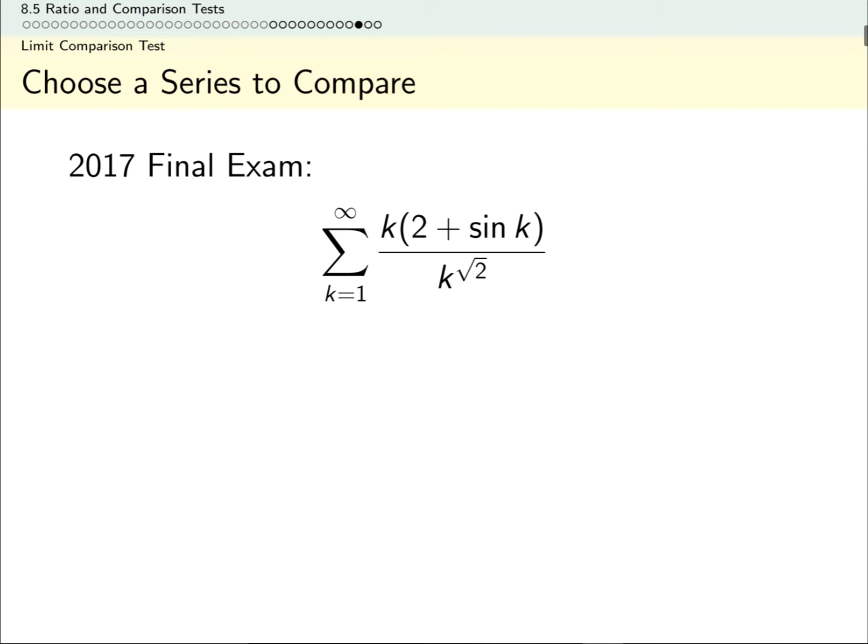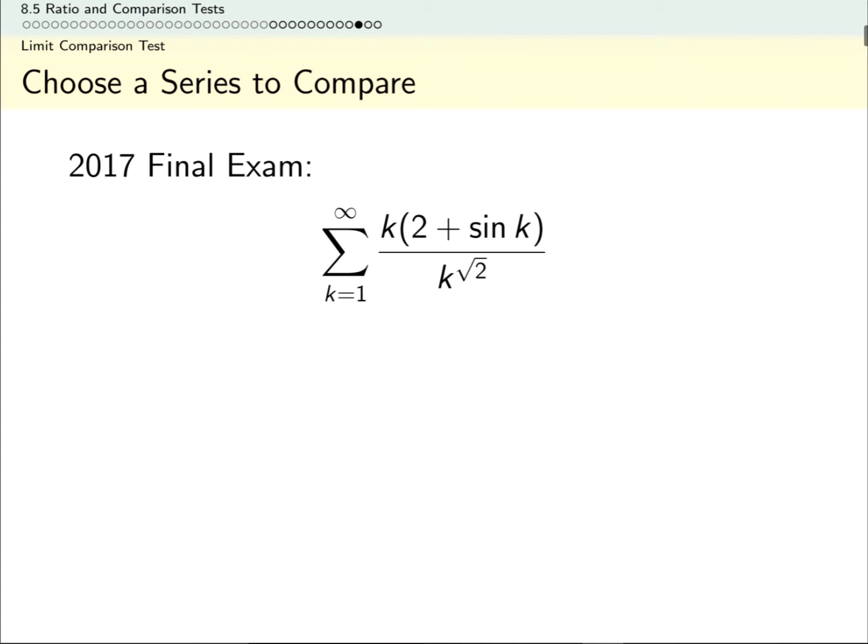There's a little bit of fine print to this one. We do want to use the comparison test. I certainly wouldn't want to have to integrate this. It fails the divergence test. The divergence test doesn't tell us one way or another. The ratio test also not very useful.